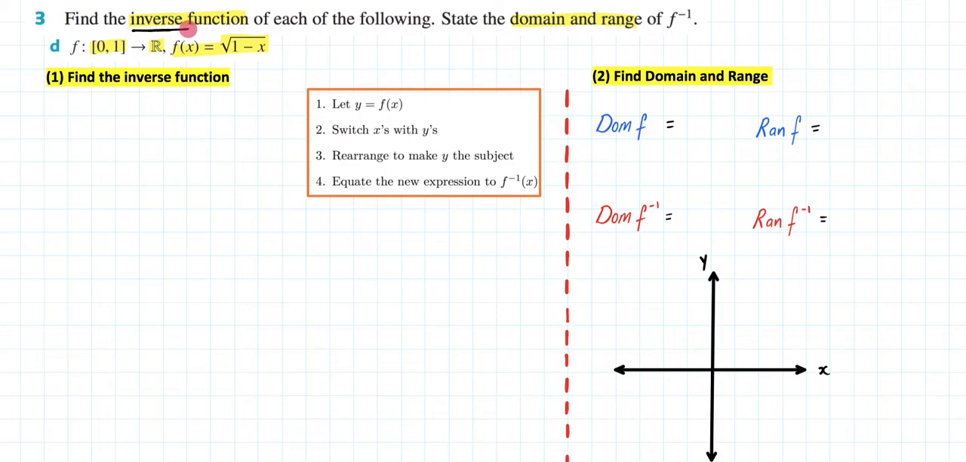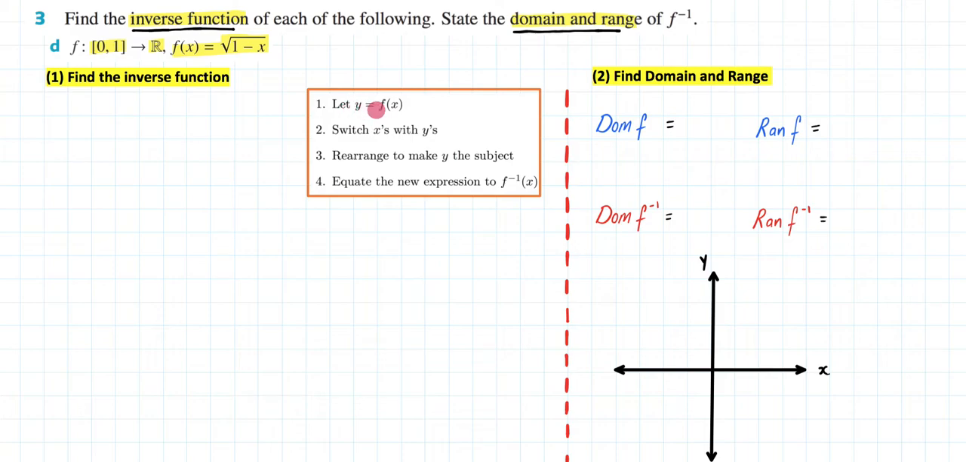Now this question is asking two things of us. We need to find the inverse function, and we need to find the domain and range. As you can see, I've broken it down into those two steps. We will first find the inverse function, and then we'll find the domain and range. So let's begin with finding the inverse function. I've written down the steps we need to follow, kind of like our recipe to find the inverse function. So let's begin with step 1.